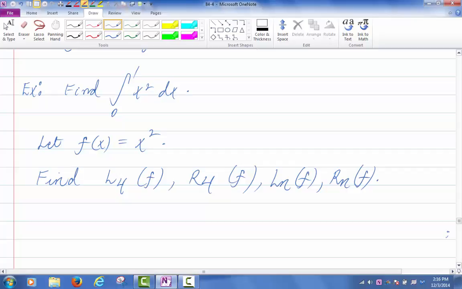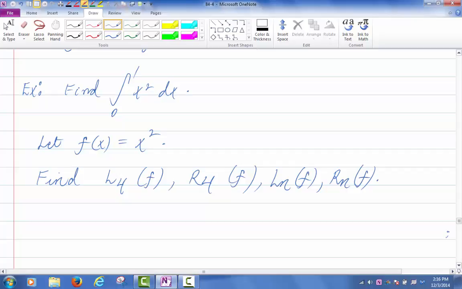Now, if the integral exists, then I can compute the integral by taking the limit of either the right Riemann sum or the left Riemann sum Ln. I can take the limit of one of those and find the definite integral. So that's what we're going to do. Before that, let me do an example of finding L4 and R4.